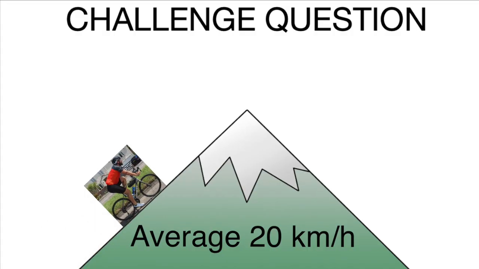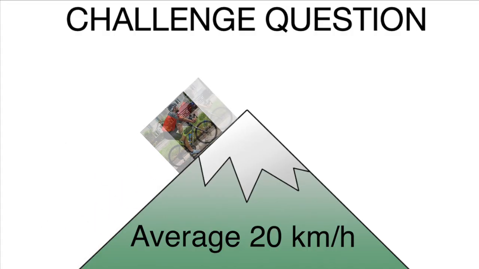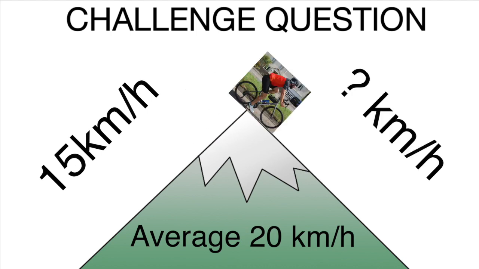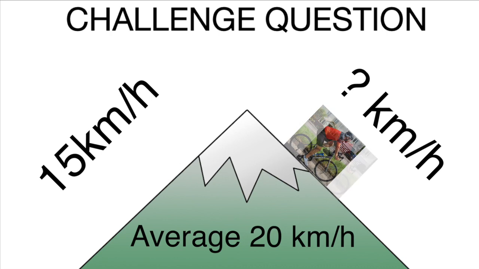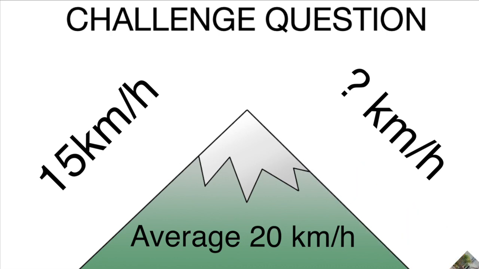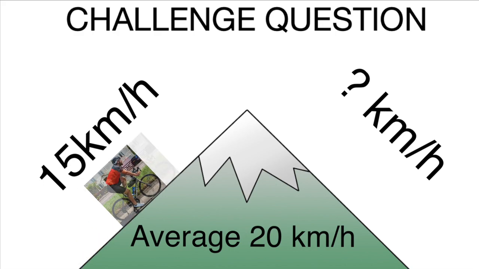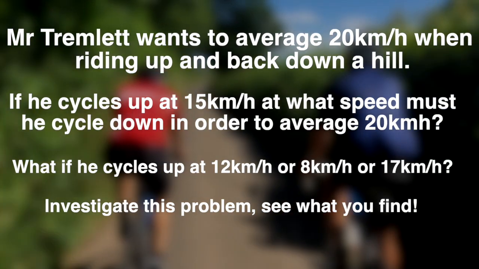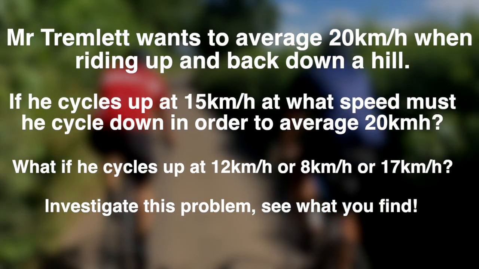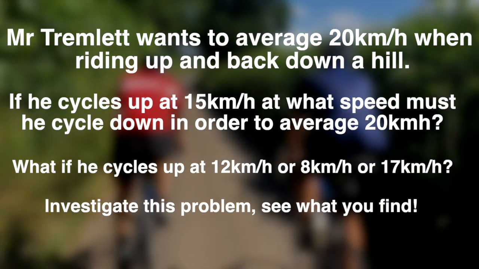We want to average 20 kilometres an hour, so we're going to model it as Mr. Tramlett climbing up at 15 kilometres an hour. However, once you've worked this out, I'd like you to try some different initial speeds. And I want you to see what happens when I use these, what happens to the speed I have to come down the hill. Okay, have a go, and we'll discuss the answers at the end.